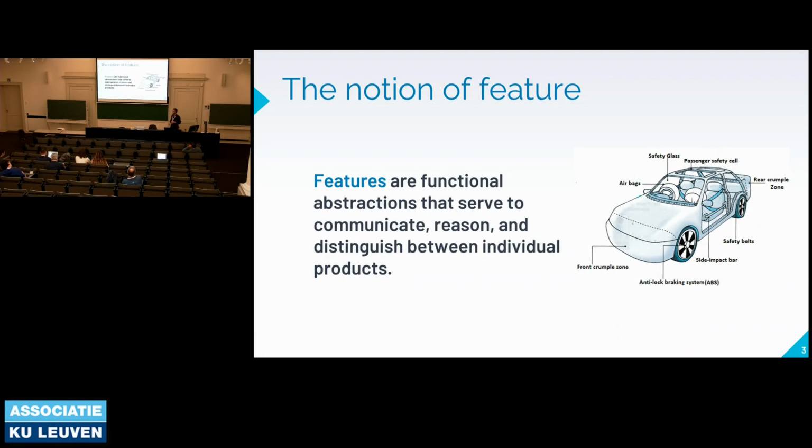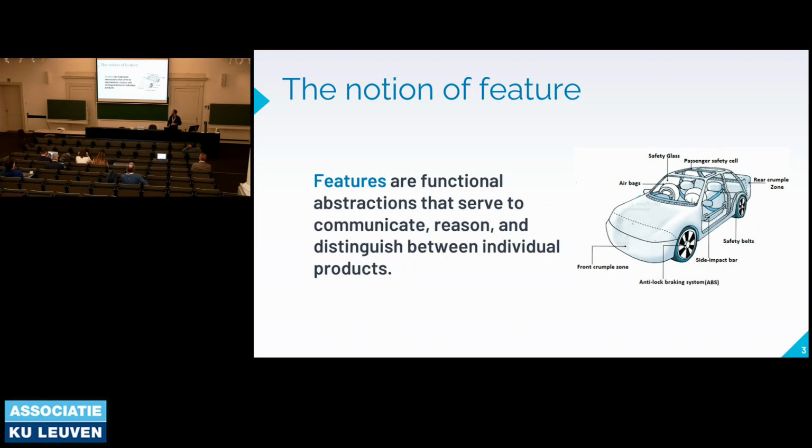In software product lines, features are very important and play a key role. And features are functional abstractions that serve to communicate reasons and distinguish between the different products of the product line. I wanted to emphasize the concept of the feature because our solution is built around this concept.